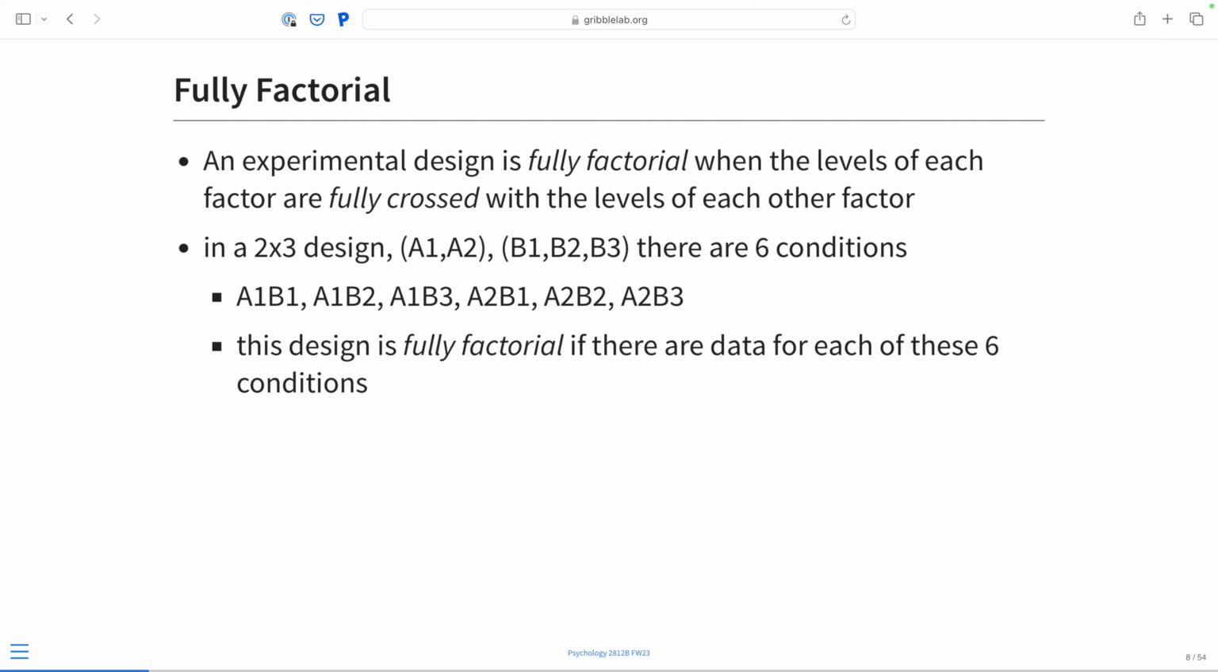In a 2x3 design, A1, A2, and B1, B2, B3, there would be 6 conditions: A1, B1, A1, B2, A1, B3, and then A2, B1, A2, B2, and A2, B3. This design is also fully factorial. If one of those conditions are missing, then it's not a fully factorial design, and the analysis of that kind of data set would be a little trickier, and we're not going to talk about that today. That would be an unbalanced design, and they're pretty awful, to tell you the truth, to deal with. So we'll talk only about fully factorial designs today.